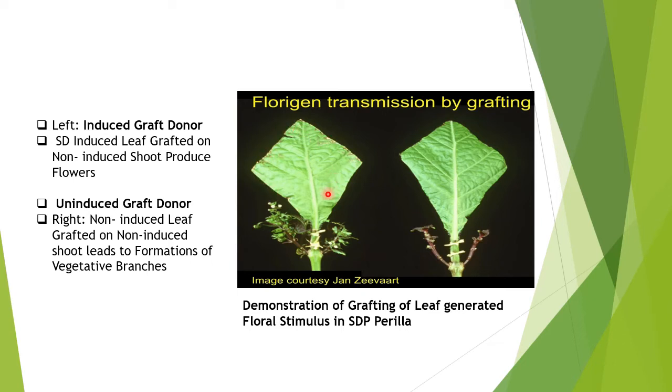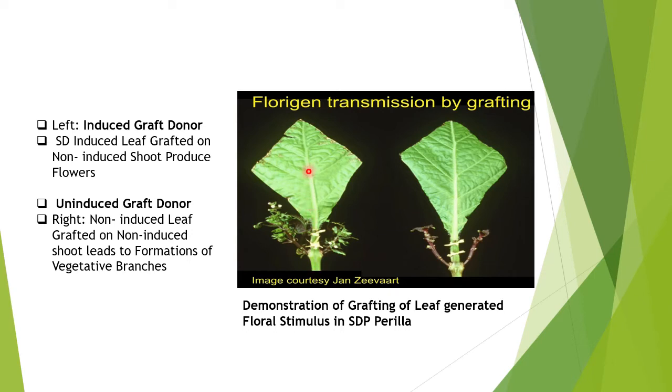The leaf which is here has been induced with a particular photoperiod, and then it has been grafted on a plant where the immediate leaves have been removed, and you will see the induced leaf results in the formation induction. Induced leaf produces the flowers here, the white flowers here. So that means on the left side, induced graft donor, you are using this as a graft. This is a scion, this is a stalk.